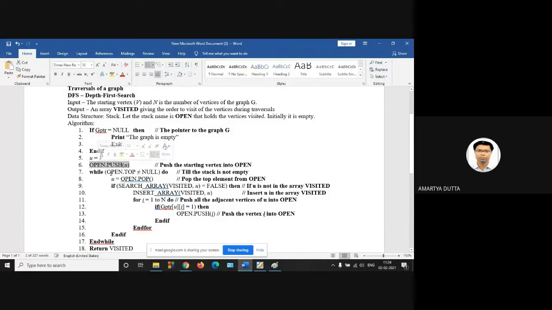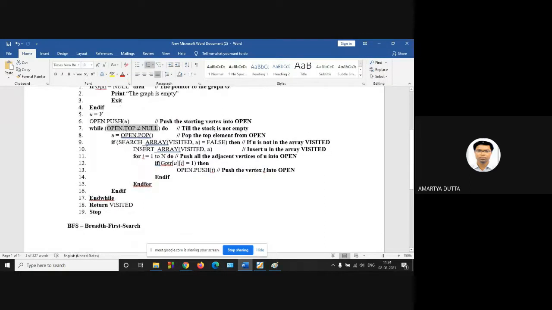Okay. And while your stack top is not null, first pop U, that is pop A. And to search the array, what is the efficient search? Any idea? What is the efficient search in any array? Binary search. Don't use linear search, just use binary search so that your complexity at line number 9 gets reduced. Binary search is order of log n.